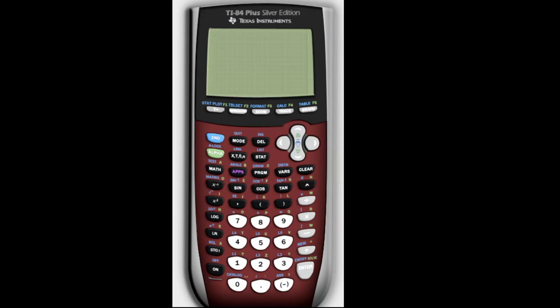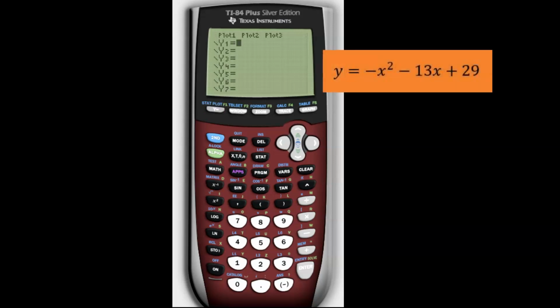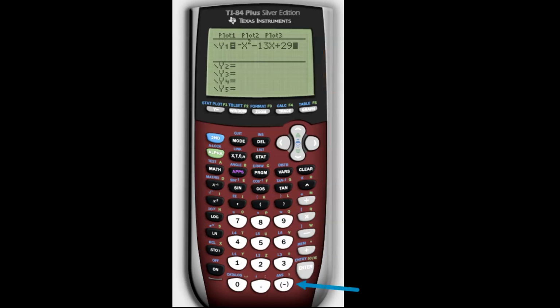Hi everyone, so today we are going to go ahead and graph using our graphing calculator. So let's go ahead and click on the y equals button. And our equation is negative x squared minus 13x plus 29. So remember, when you use a negative, you have to use the negative button, not the minus sign, which is right underneath the 3. Now we're going to go ahead and press graph.